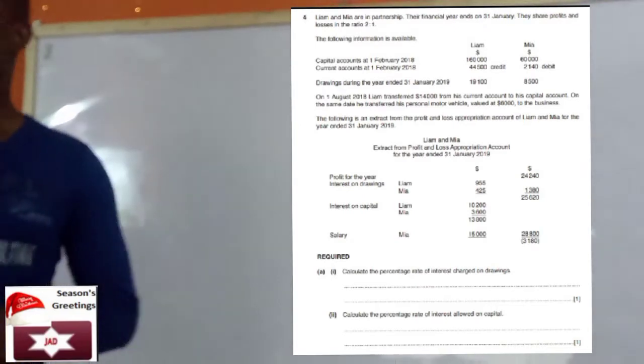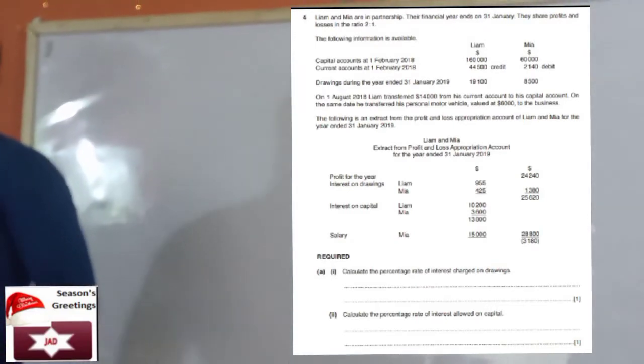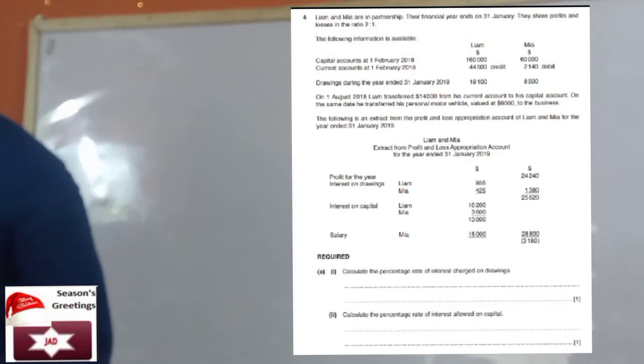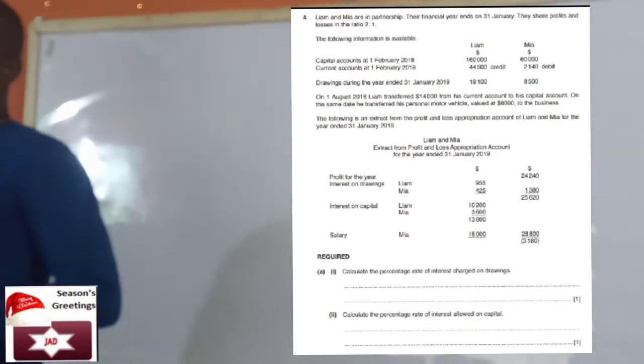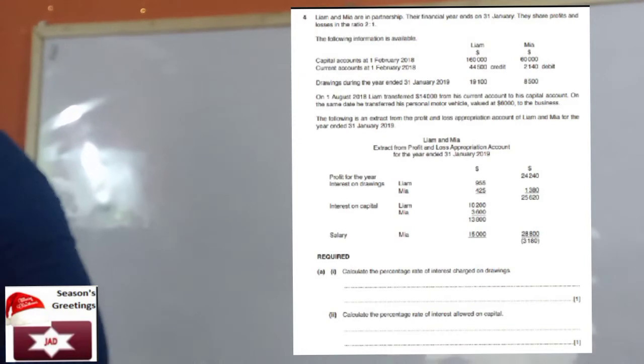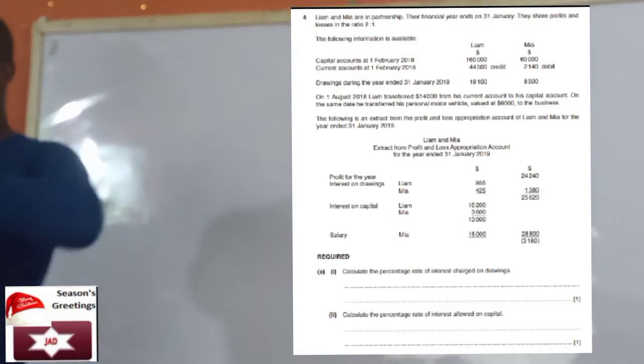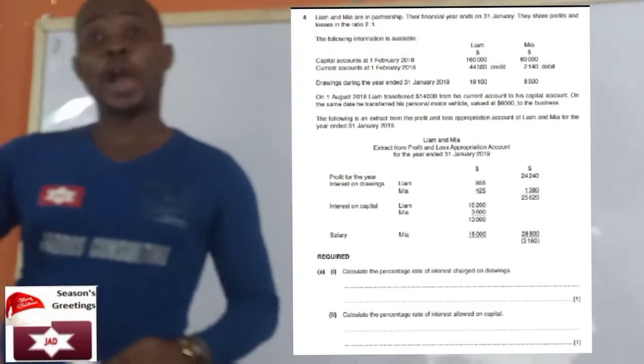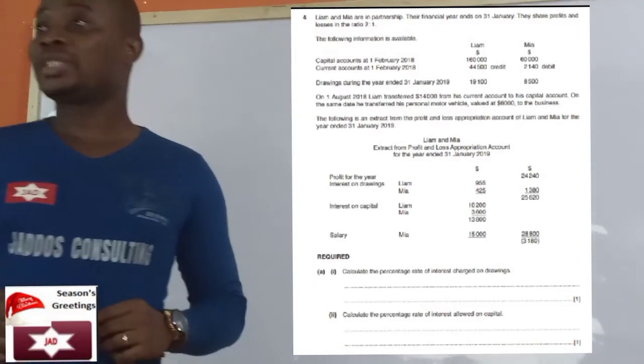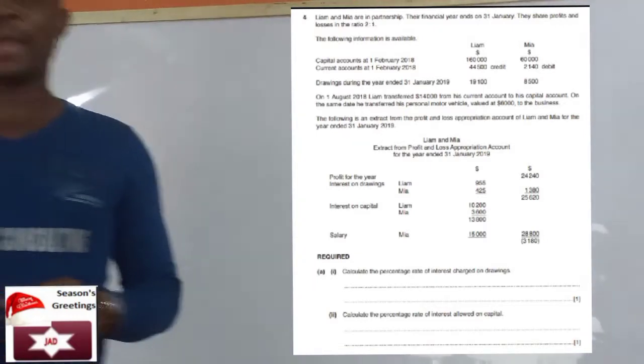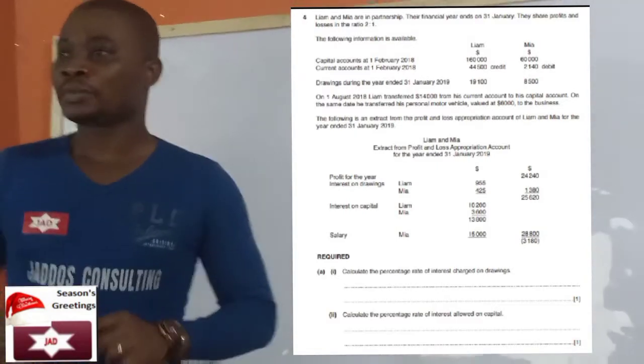Here they are saying required: A, calculate the percentage rate of interest charged on drawings. And then another one, calculate the percentage rate of interest allowed on capital. So we have various questions required from this very business of Liam and Maya, and we're taking them one after the other.